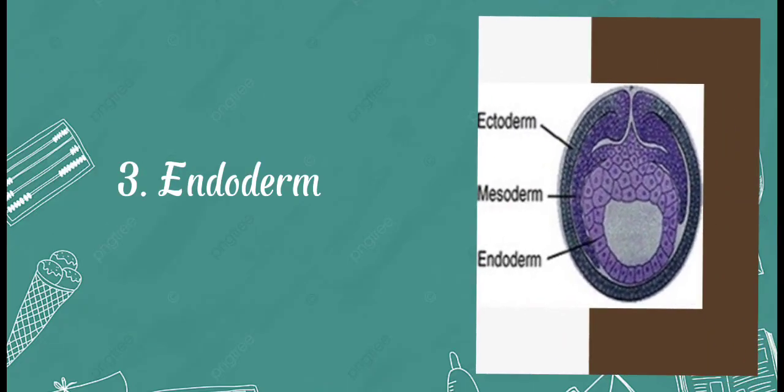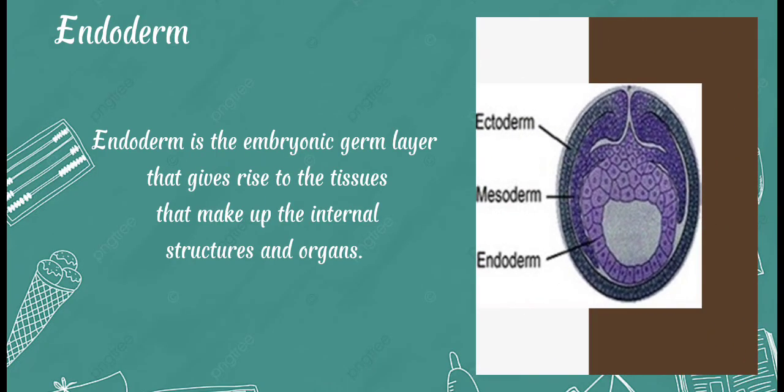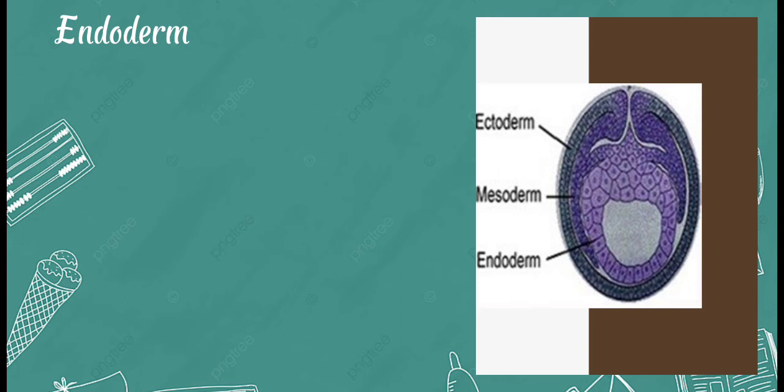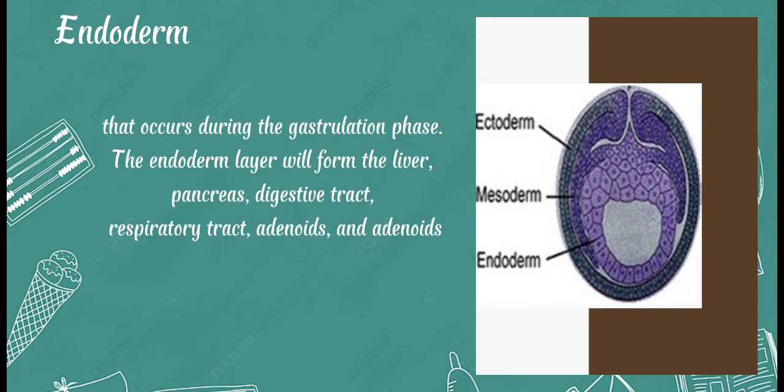The third, endoderm. The endoderm is the embryonic germ layer that gives rise to the tissues that make up the internal structures and organs. That occurs during the gastrulation phase. The endoderm layer will form the liver, pancreas, digestive tract, respiratory tract, and adenoids.